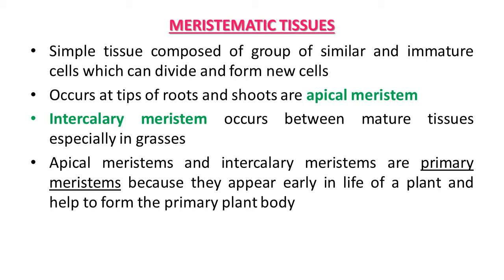Intercalary meristem occurs between mature tissues, especially in grasses. They occur in grasses and regenerate parts removed by grazing herbivores. Both apical and intercalary meristematic tissues are primary meristems because they appear early in the life of the plant and help to form the primary plant body. So this way intercalary and apical meristems both develop early in the life of the plant, and that's why they are known as primary meristems.